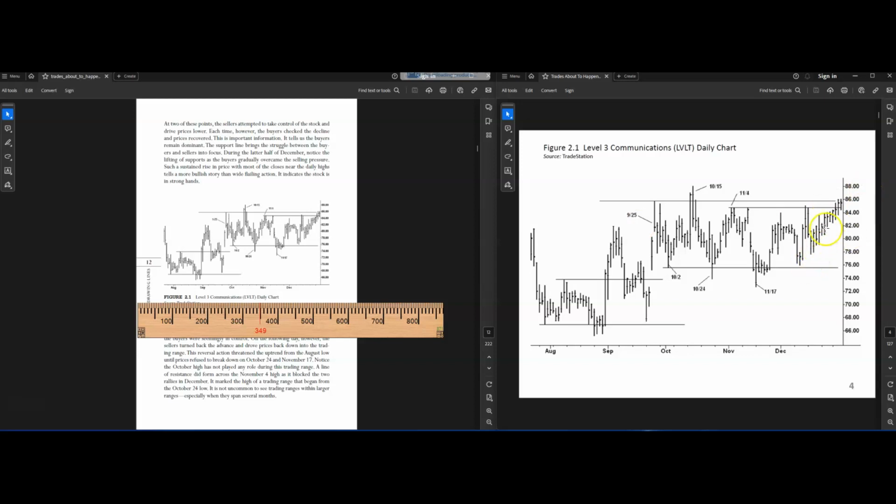And then he starts talking about here, saying, how come it's not rejecting anymore? Why is it grinding up like that? It's because it's in strong hands. But the point here is drawing the lines. If you draw the lines, what are you going to see? You're going to see a high, a low, but what else are you going to see? What did he say you're going to see that I just went over?